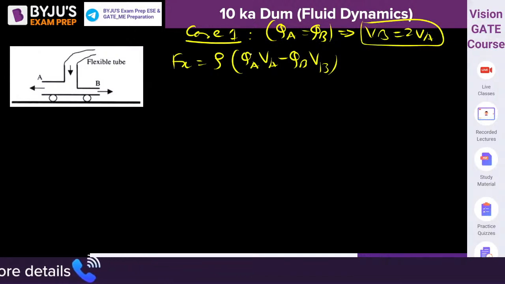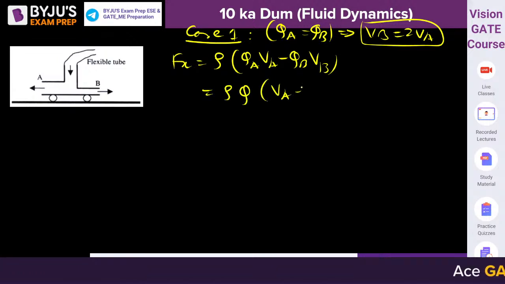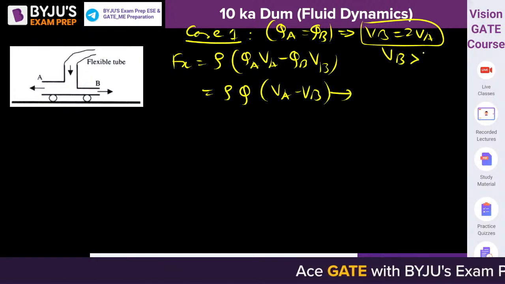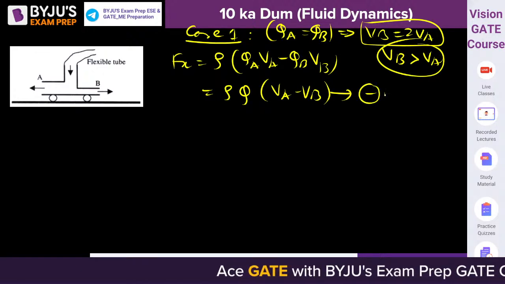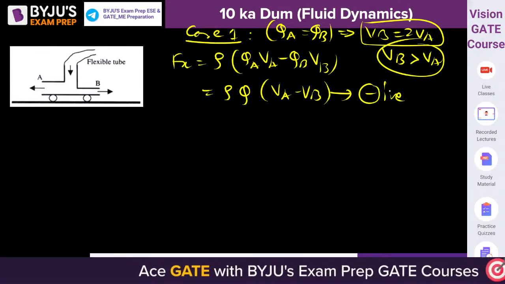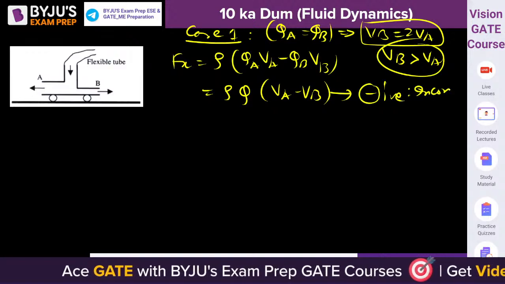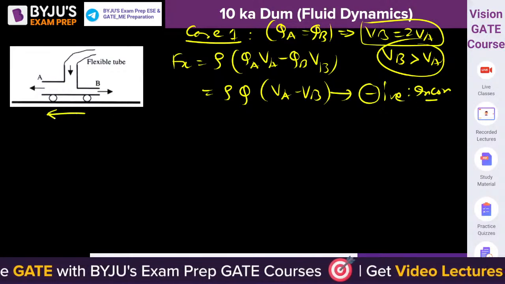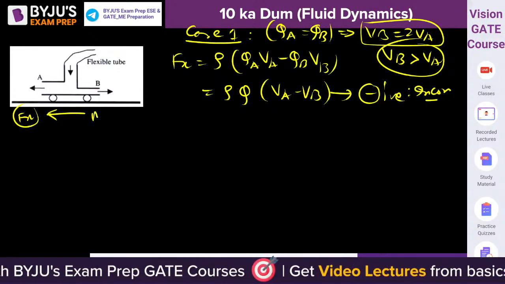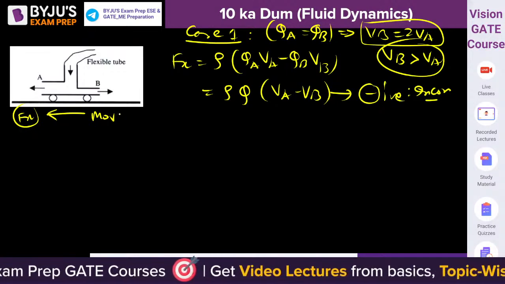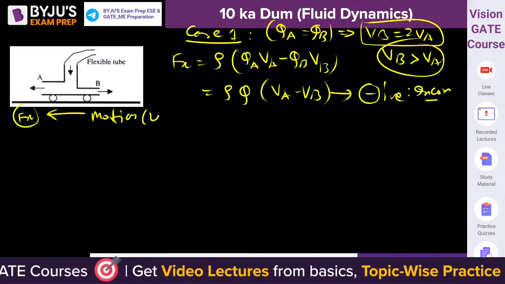So are you getting it as positive? QA and QB are equal, so ρQ times (VA minus VB). Are you getting it as positive or negative? VB is greater than VA, so it is negative. It means our direction is incorrect. So Fx in the first case will be negative, so the motion will be in negative x direction, on the left hand side.